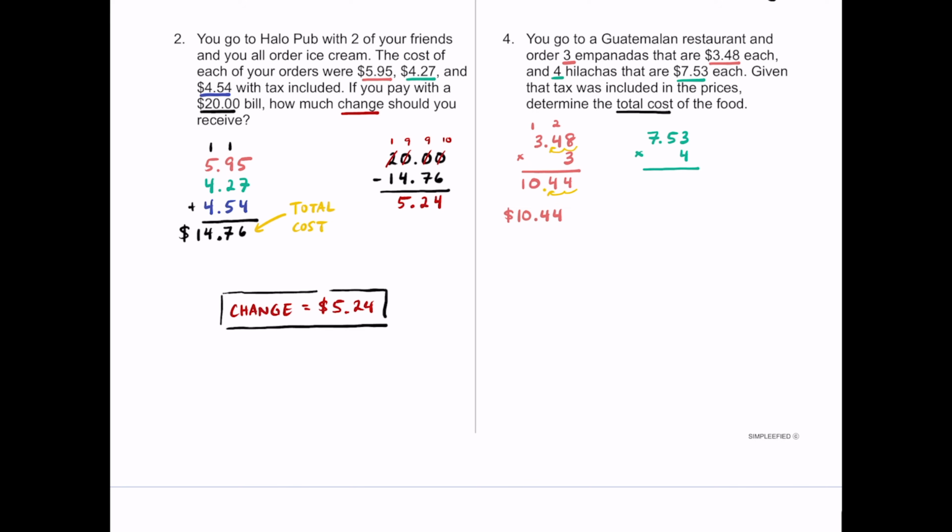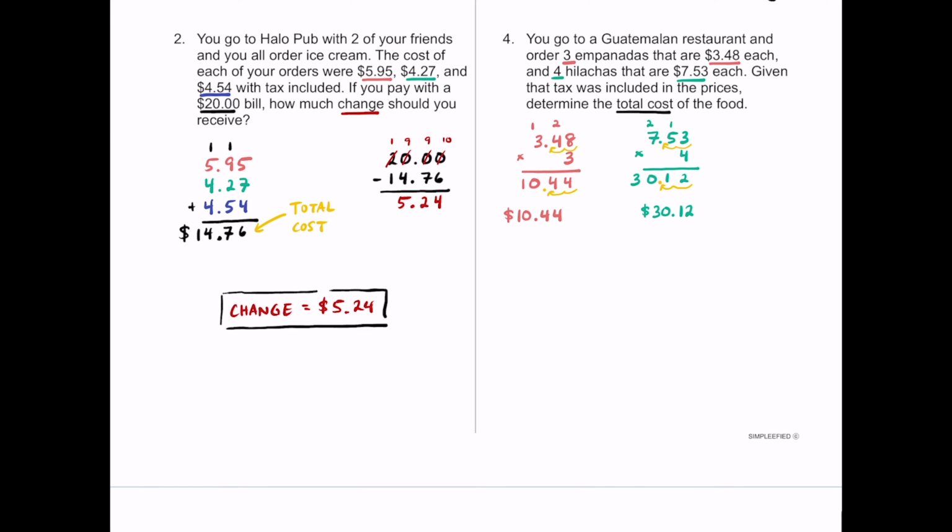So 4 times 3 is going to be 12, carry the 1. 4 times 5 is going to be 20, plus 1 is 21, carry the 2. 7 times 4 is 28 plus 2, which is going to be 30. So we have 3012. For decimal places, we have 2 over here and none for the 4. So we have 2 in our product as well. So what we're going to look at for this price is going to be $30.12 for all of the hilaches.